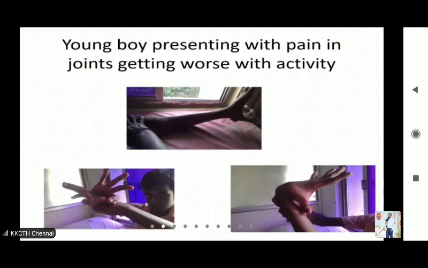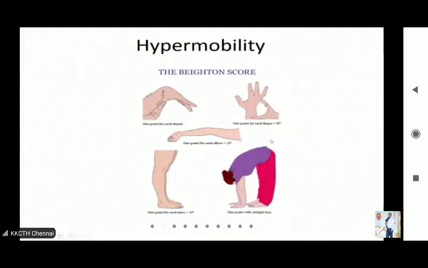If a child is presenting with joint pain which is worse at the end of the day or worse with activity, then that is mostly due to an underlying hypermobility. So this is what this boy has. You can see the hyperextension of the knee joint. You can see how much he can bend the little finger, and you can see that he's able to do these maneuvers. So hypermobility. There's something called the Beighton score to assess hypermobility.